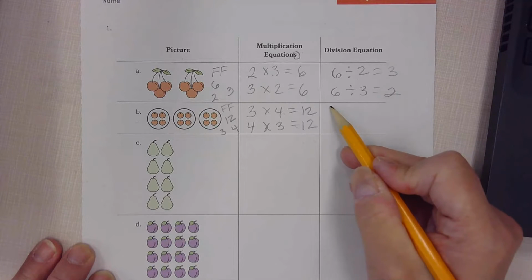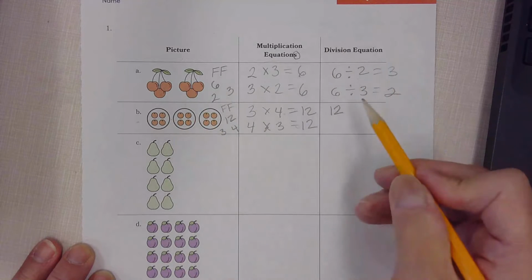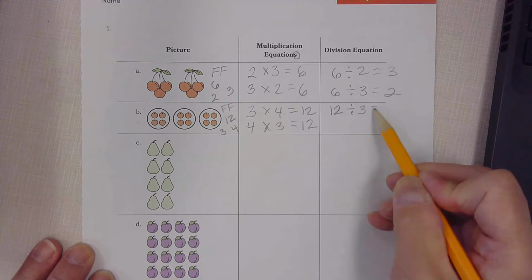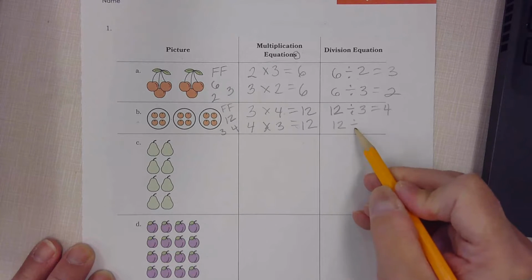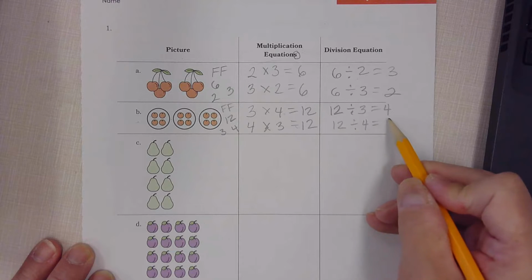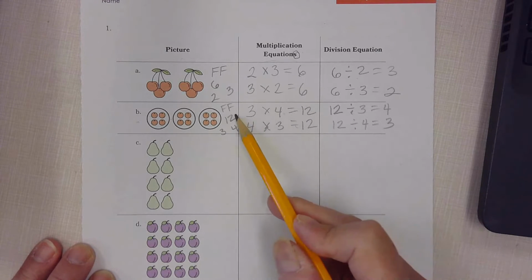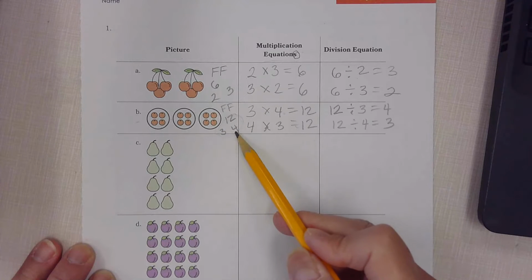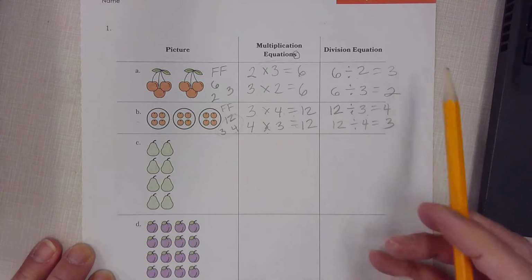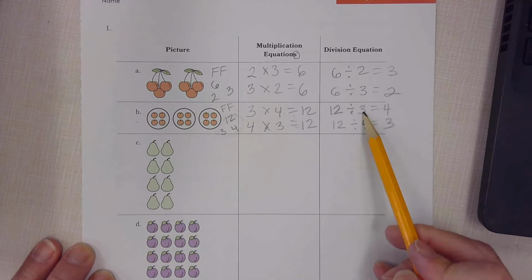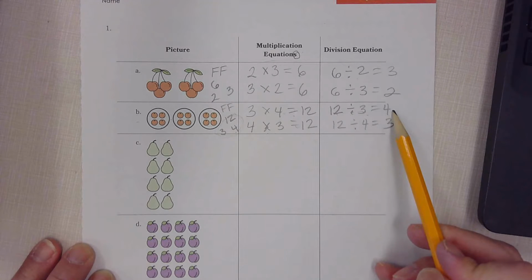So we're going to take our total, which is 12. We can divide our total into 3 groups and get 4 in each group, or we can take our total of 12 and divide it into 4 in each group, and that tells us we have a total of 3 groups. Either way, you're using the same numbers, 12, 3, and 4. Again, multiplication and division are the reverse of each other. You could even read it this way: 4 times 3 is equal to 12, so 12 divided by 3 is going to be equal to 4.